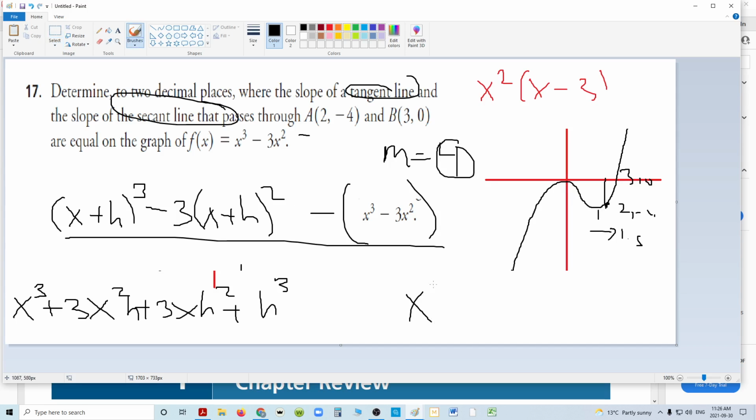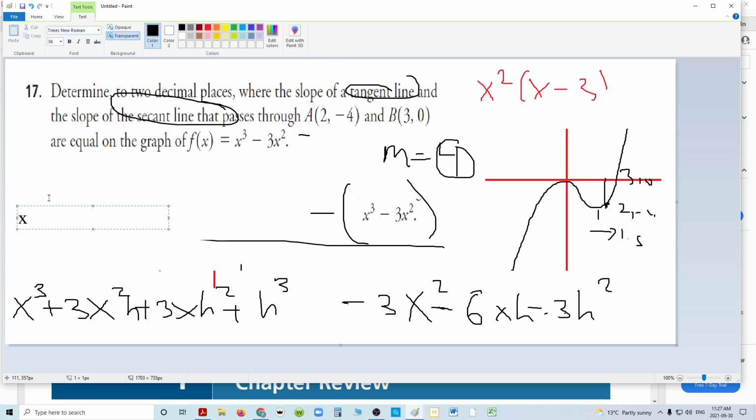It's h squared plus 2xh plus x squared plus h squared. All of it times minus 3. All of it times minus 3. So I get minus 3 minus 6 minus 3. Great. That helps. Let's clean it up a bit.